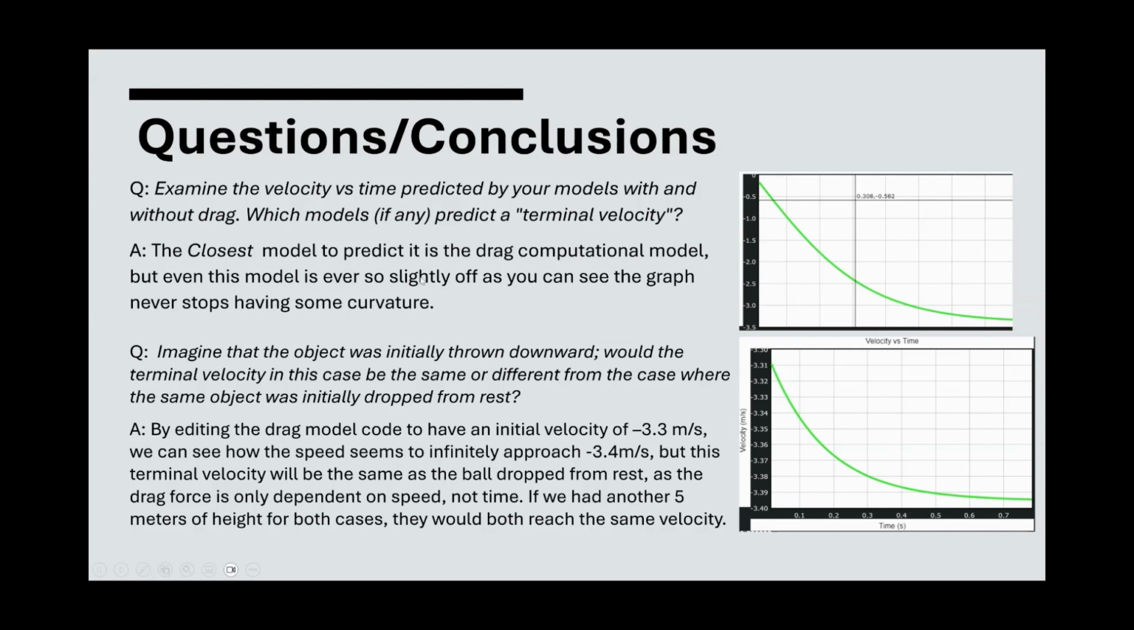Even if we pelt it downwards past negative 3.4, it would actually slow down, because if you go back to the code and edit this to have like a negative 5 meters per second initial velocity, this graph would go up because the ball would start slowing down as the force of drag is overpowering the force of gravity, and this velocity over time would actually go up like this.